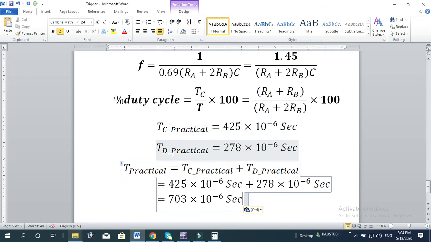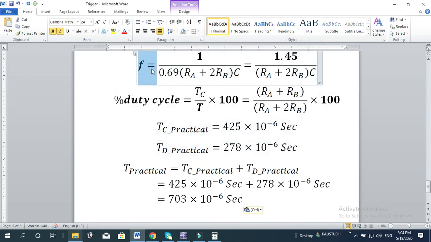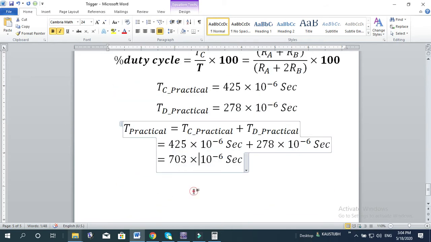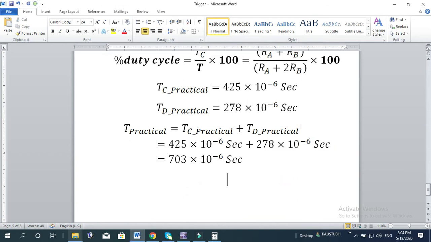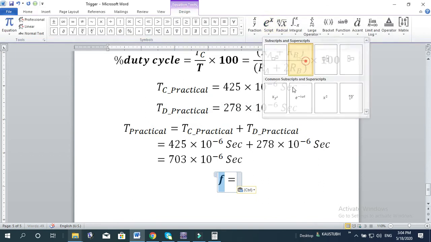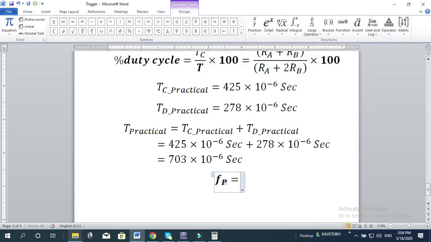So frequency will be your 1 by t. So frequency practical, let me put it as practical, which will be equal to 1 upon t.